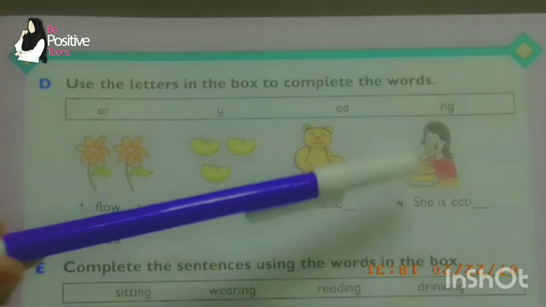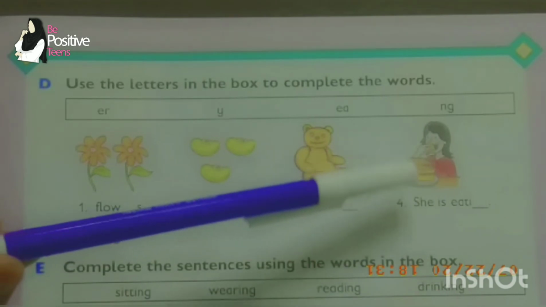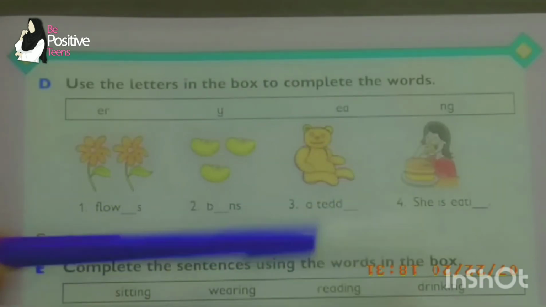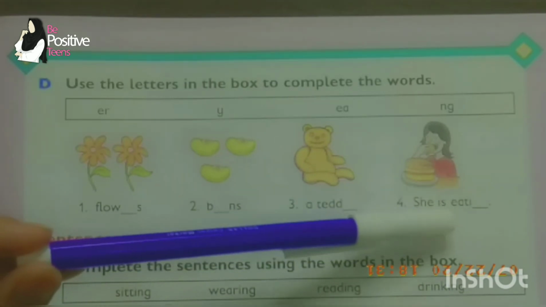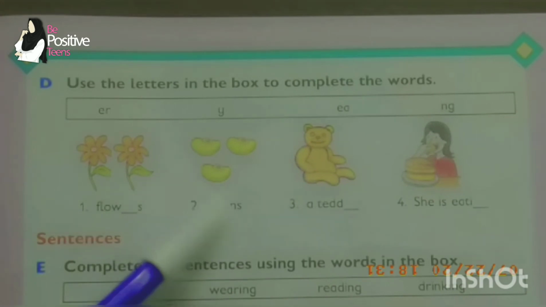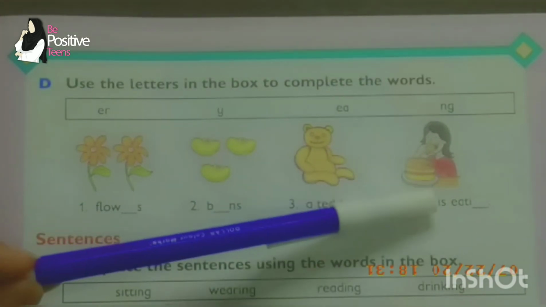She is eating a cake. She's wearing a red shirt and the cake is in brown color. So she is eating. EATING. Flowers, beans, teddy. She is eating.